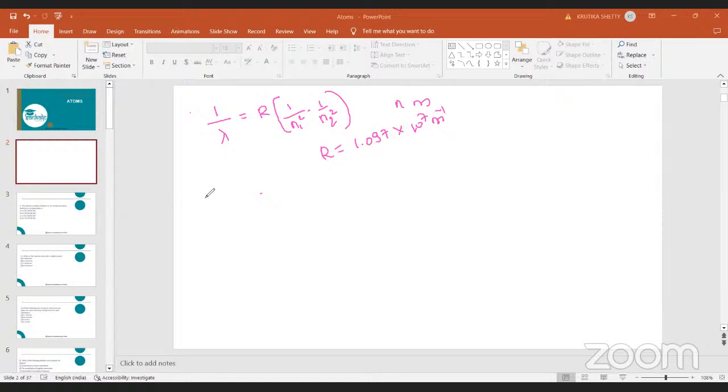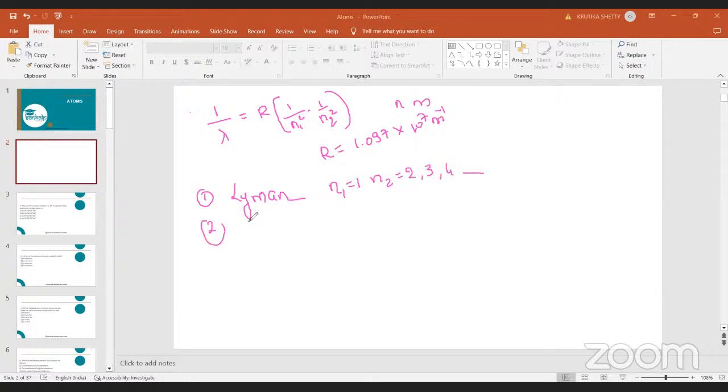As I told you, there are five series in the spectrum. The first one is the Lyman series. For the Lyman series, n1 is 1 and n2 takes the values 2, 3, 4, 5 and so on.